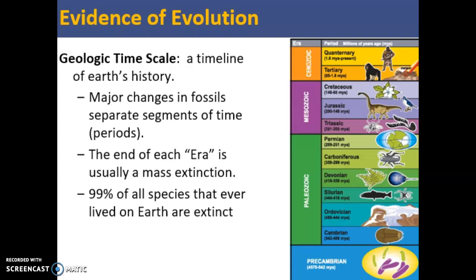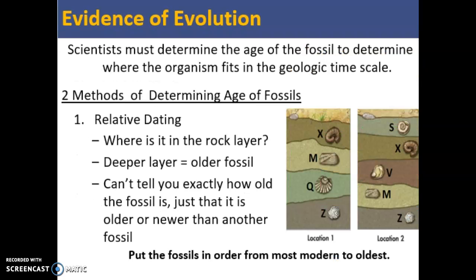So, let's talk a little bit more about fossils here. We have two ways to determine the age of fossils, to figure out where they go in this geologic timeline. Okay? The first method for figuring out how old a fossil is called relative dating. And this just asks the question, where is it in the rock layer? The deeper you have to dig to get that fossil, the older that fossil is. Now, this method doesn't tell you exactly how many years old the fossil is. When you find something, you say, okay, it's older than this, but younger than that.